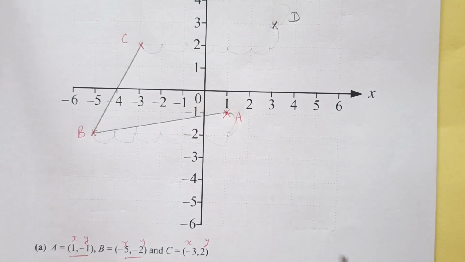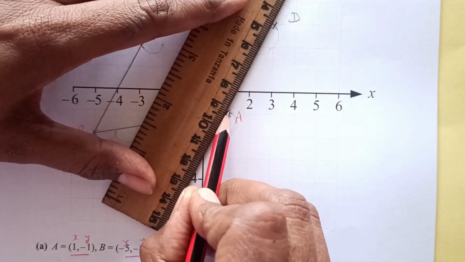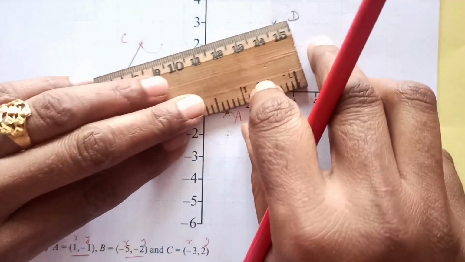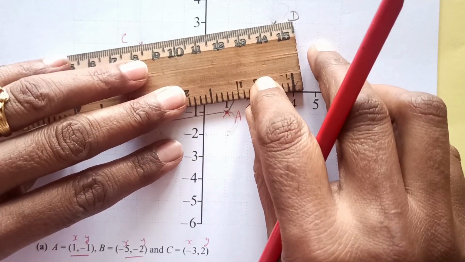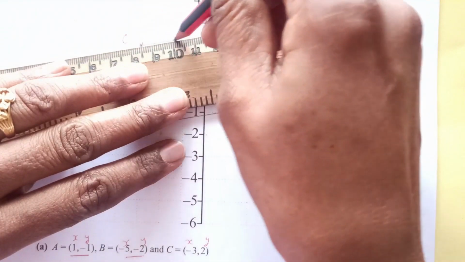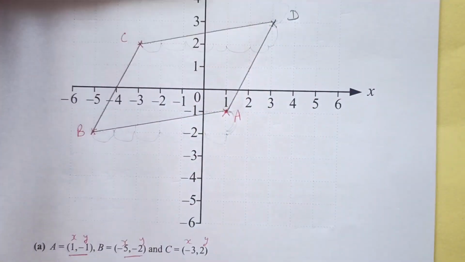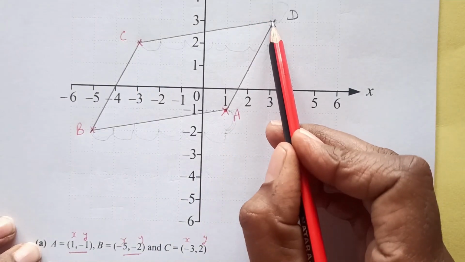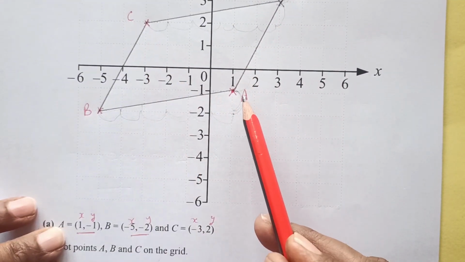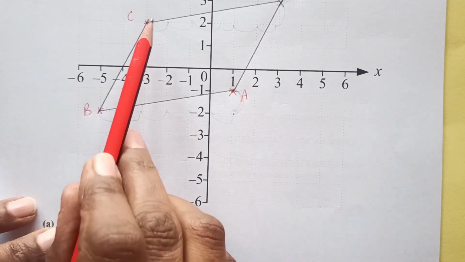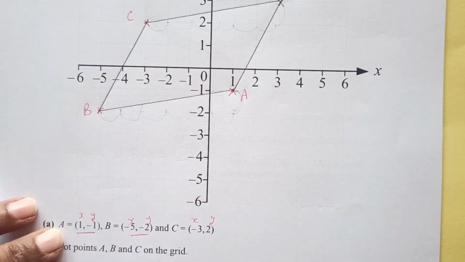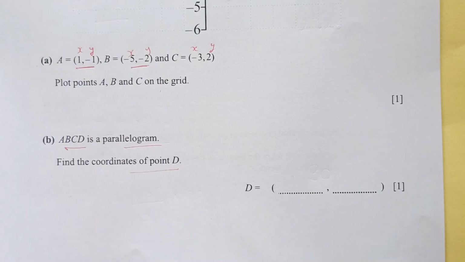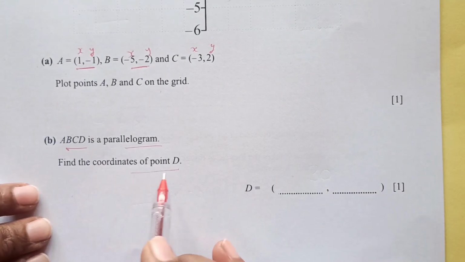So let's see by joining it, does it look like a parallelogram? So you see, this is the parallelogram. So it's not a must to have this point here. It may be downward also. So you can count like that, then its shape can come like this. Okay. So the question is, find the coordinates of D.